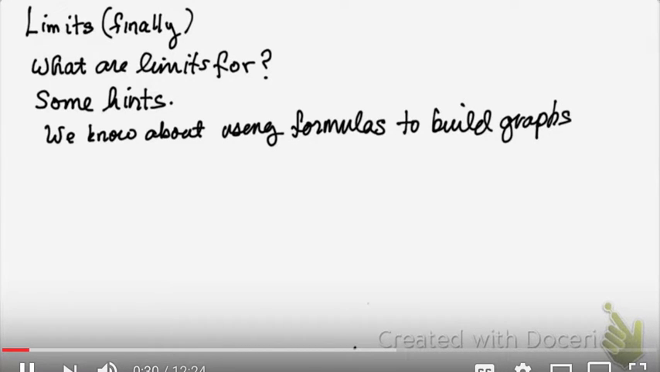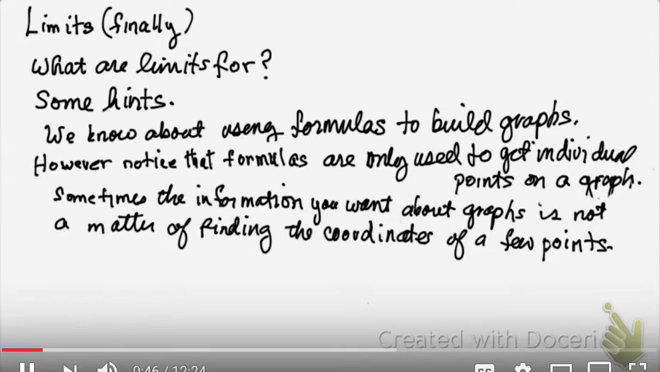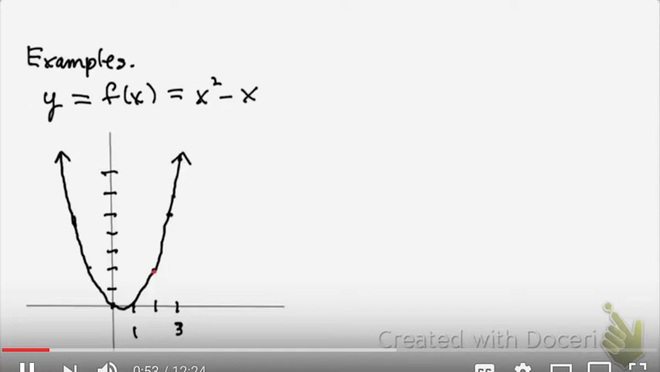We're used to using formulas to build graphs. However, there are often certain kinds of information about the graphs that are difficult to derive directly from the original formula. Each time we use such a formula, we get information about only one point and no information about what's happening near that point on the graph. Here's an example of what I'm talking about.